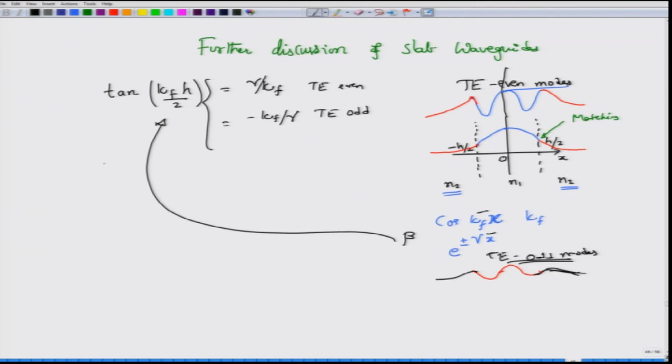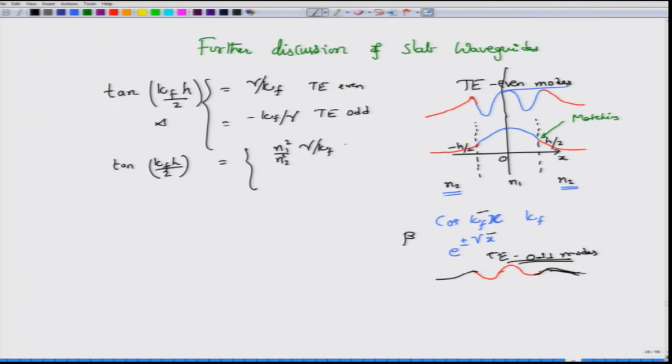Okay. For the TM modes, the left hand side essentially is the same. So, you have tan kappa f h by 2 being equal to n1 square by n2 square gamma by kappa f, and this would be for the TM even modes, and a minus n1 square by n2 square kappa f by gamma for the TM odd modes.